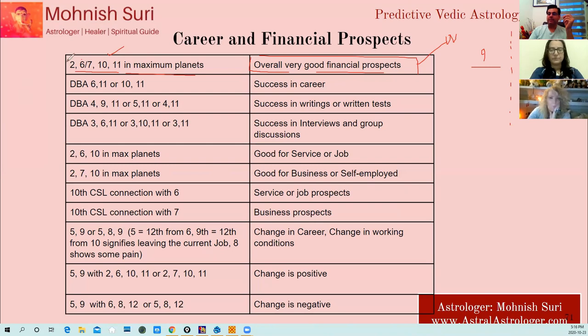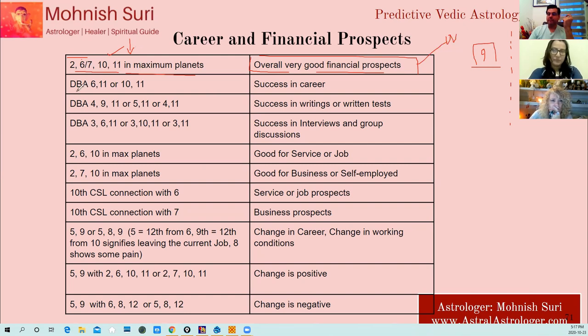Because 2, 6, 10, 11 is a major contributor to your financial condition. 7 joining means getting money or finances more from the business, from the partnerships, from the trading, from being an entrepreneur, from being into commerce. So out of 9 planets, you have to see how many planets are showing this combination. This will show that money is coming into the bank of that individual.